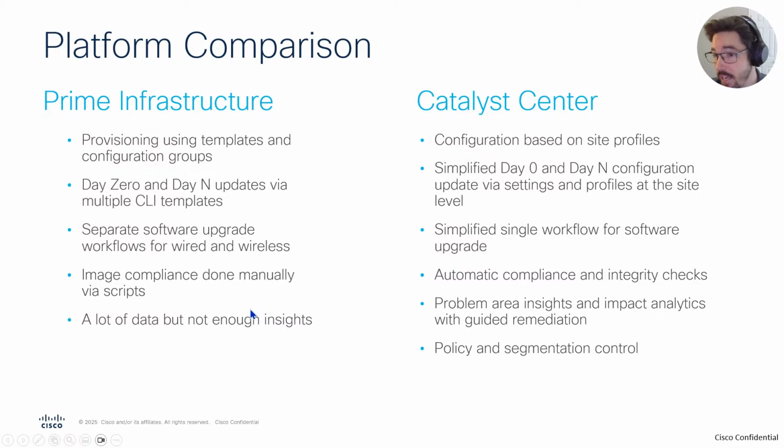What do we do with that data? Catalyst Center specializes and is very good at performing this through things like AI analytics and machine reasoning, and giving you insight into how to improve your network better. And lastly, we have policy and segmentation control.